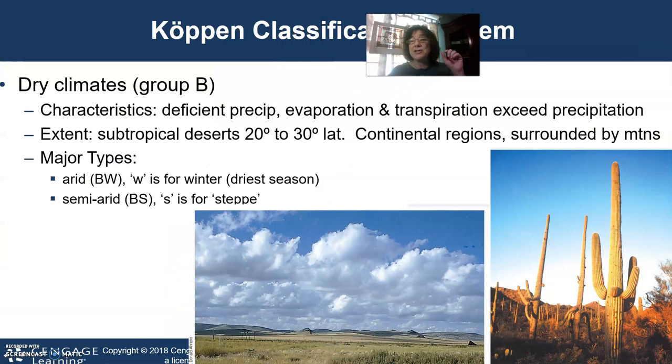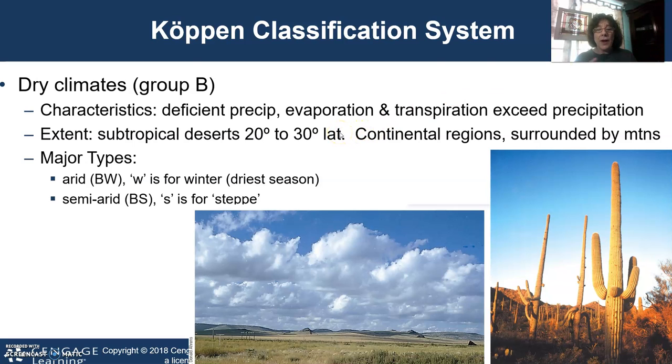The second classification, classification B, are the dry climates. The dry climates are obviously characterized by deficient precipitation, where evaporation and transpiration exceed precipitation. Evaporation from lakes or rivers, and transpiration, what plants will put out as waste materials along with carbon dioxide, exceed the precipitation coming in. So these are very dry areas, and they extend between the 20s and 30s. These are the subtropical deserts. You'll also get very dry climates at the poles, but we're going to concentrate on these types within the B group of dry climates.